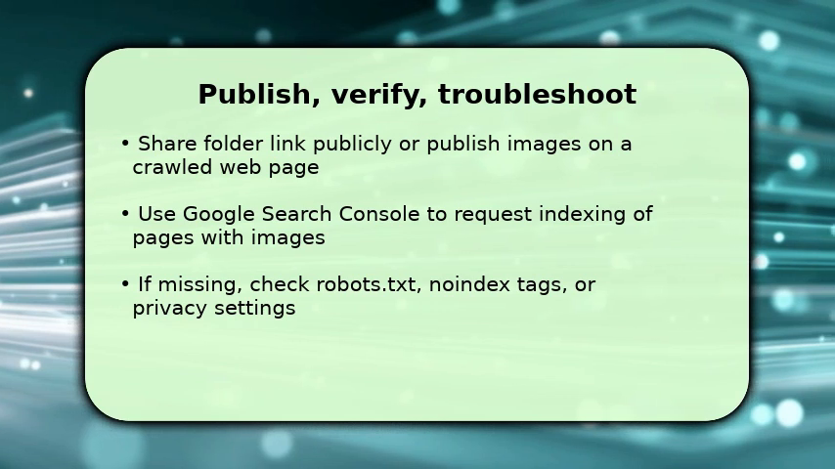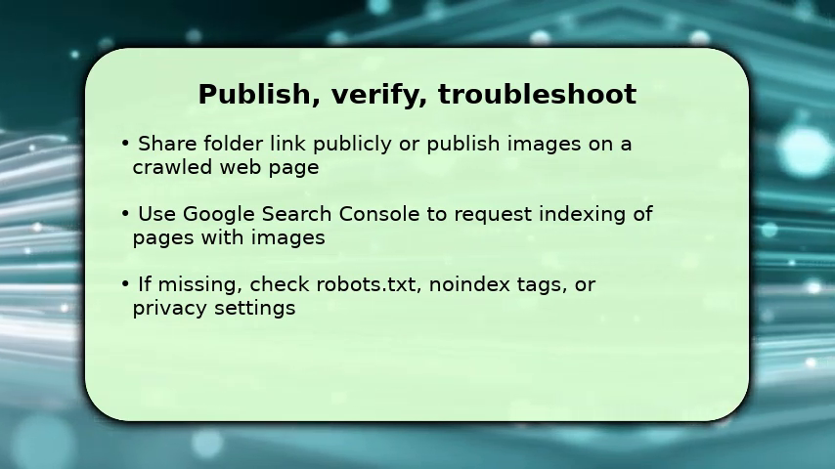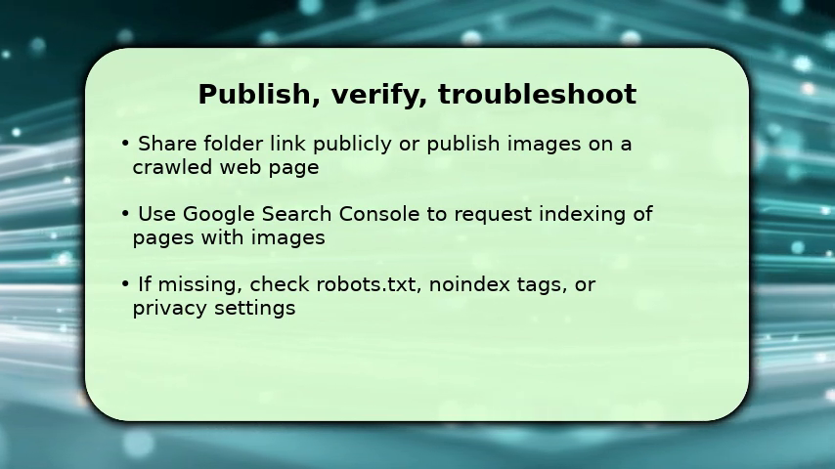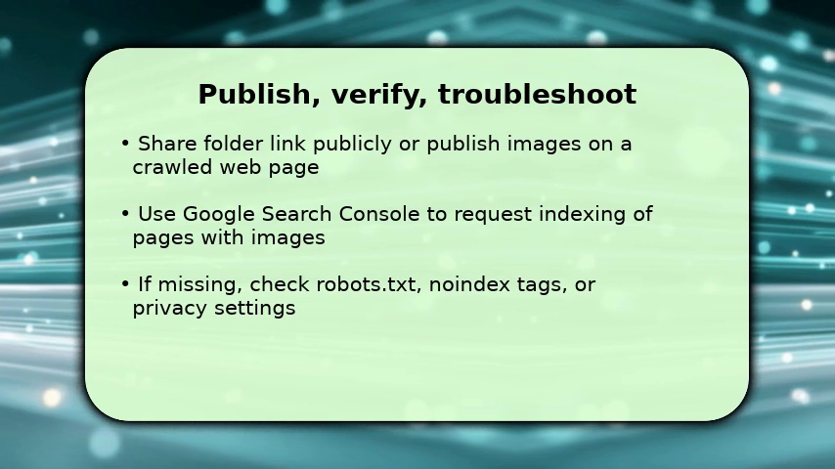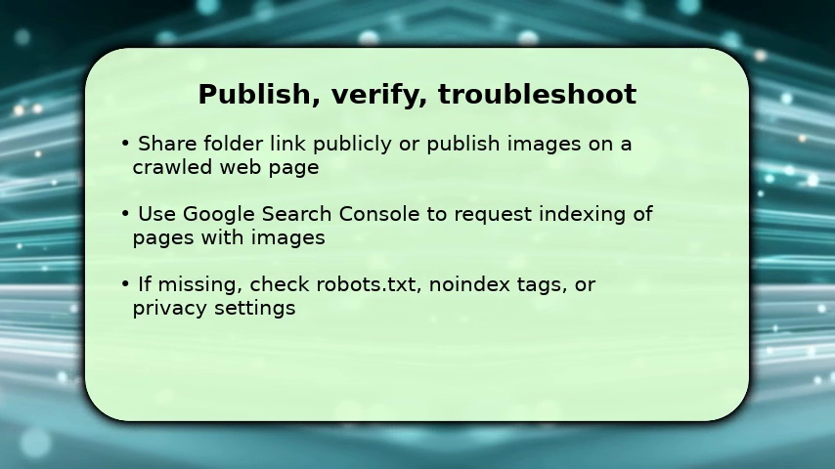If an image does not appear, check common blockers: robots.txt, noindex tags, or Drive privacy settings, and correct them, then re-request indexing. One key tip: errors are usually permission or crawl block issues, so verify accessibility first.